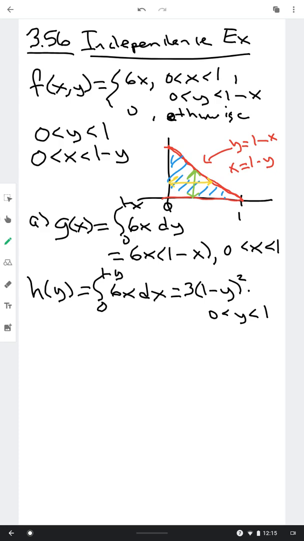So we have to be a little bit more careful when we do g of x and h of y, especially when we have a dependence relationship of x on y or y on x. But we're done. These are our answers.